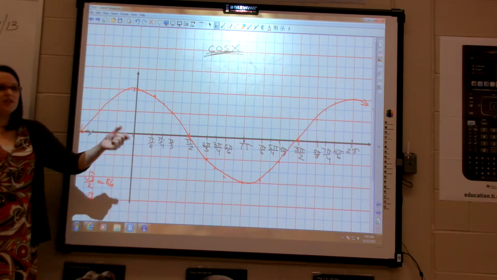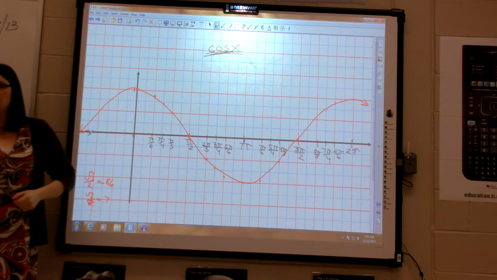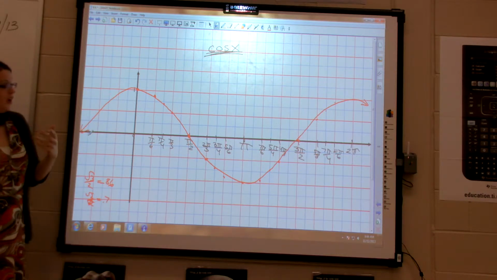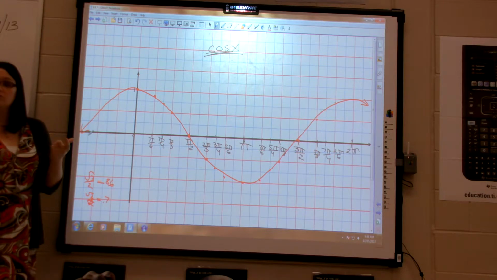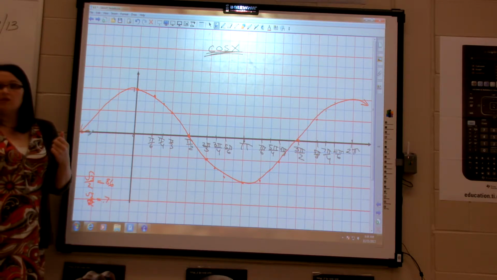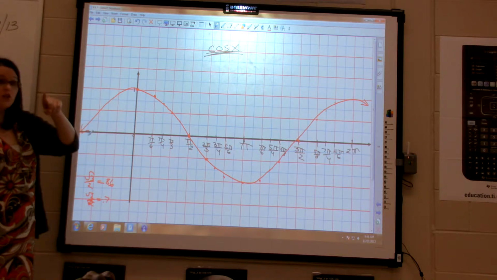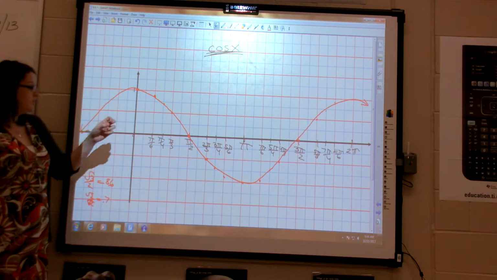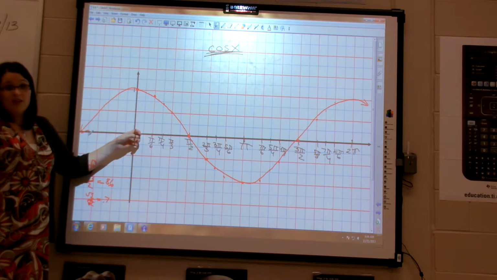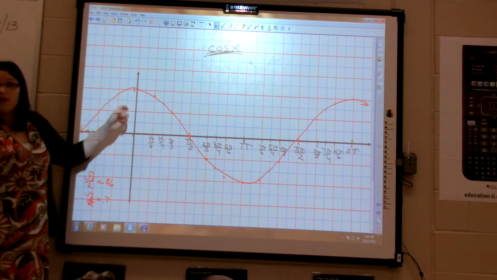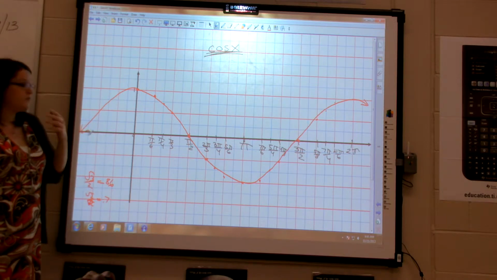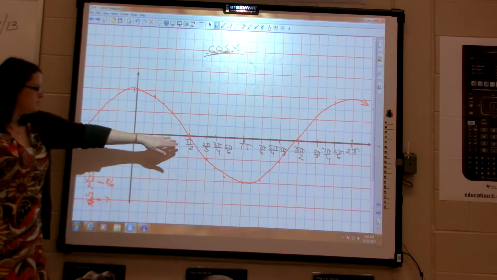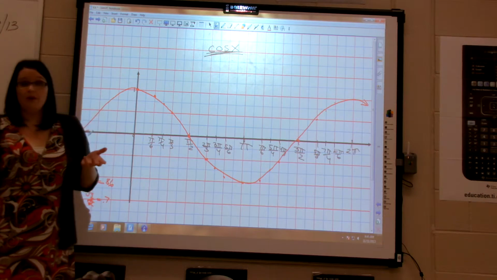How beautiful. We have to know this inside and out. So I'm going to ask you questions. Where does cosine have a max? At 2 pi, also at 0. I could ask, what is the max? You would tell me 1 in that case. I would ask, where is it 0? Pi over 2 or 3 pi over 2.